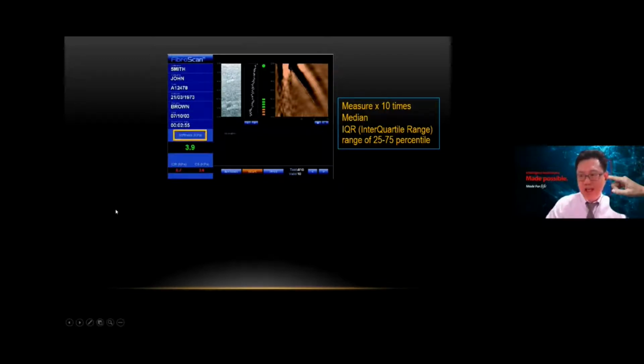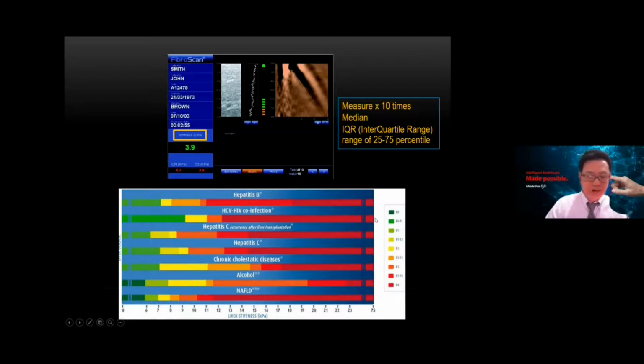In FibroScan, they have a scale. For different hepatitis pathologies like Hep B, Hep C, or fatty liver, alcoholic fatty liver, there are different cutoffs. And they have the scale because they have lots of research ongoing. So if we measure, like in this case, 3.9, you just look at the scale for 3.9. And then if you are a hepatitis patient, the green one is no fibrosis. And then there are different cutoffs for Hep B and Hep C because of the different pathology.